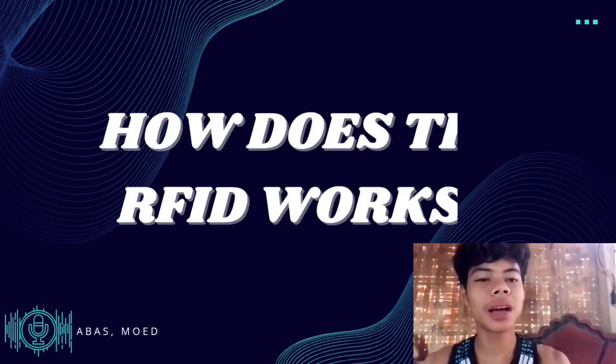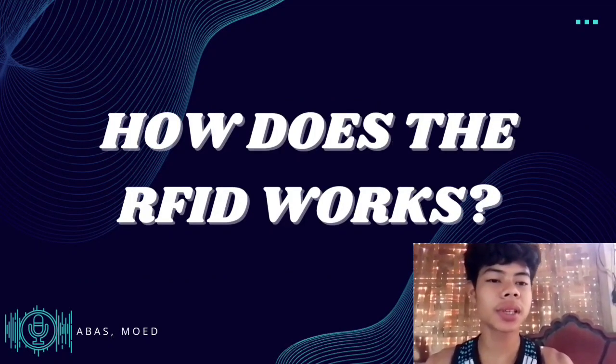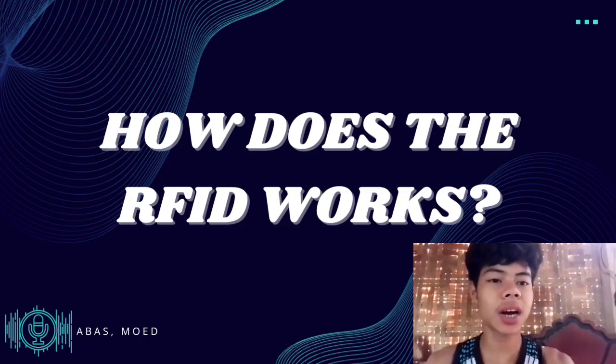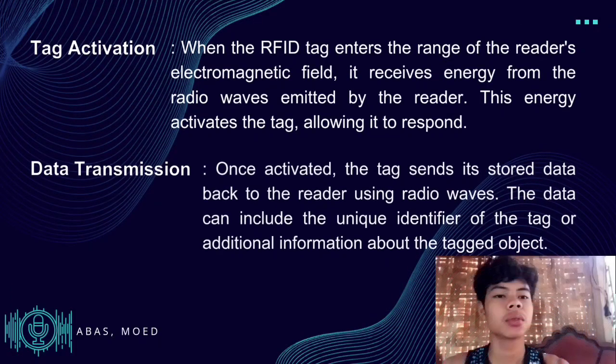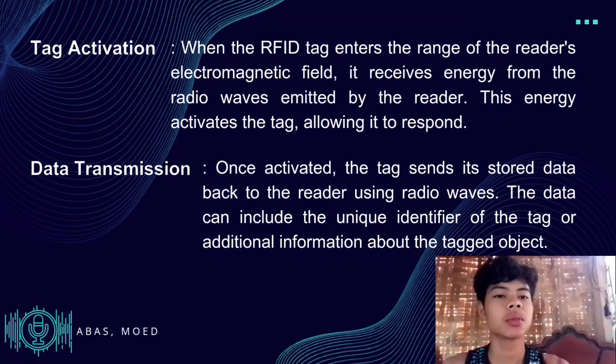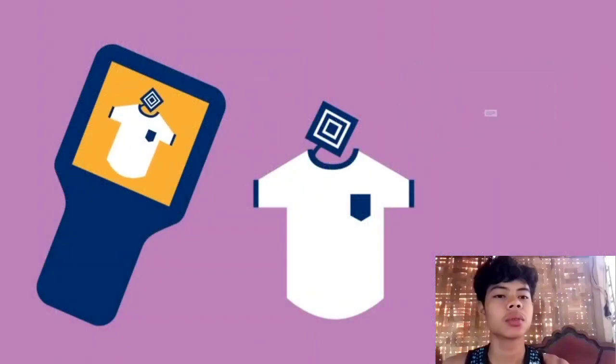My name is Moed L, one of the reporters of Group 8, and now I'm going to discuss how RFID works. So here is the systematic, step-by-step process of how RFID works. The first is tag activation. When the RFID tag enters the range of the reader's electromagnetic field, it receives the energy from the radio waves emitted by the reader. This energy activates the tag, allowing it to respond.